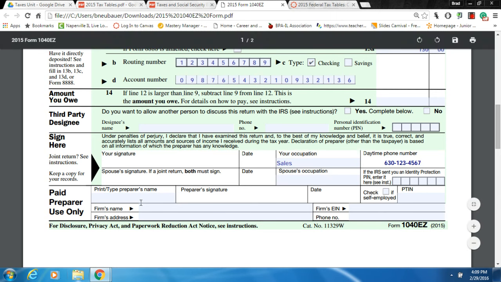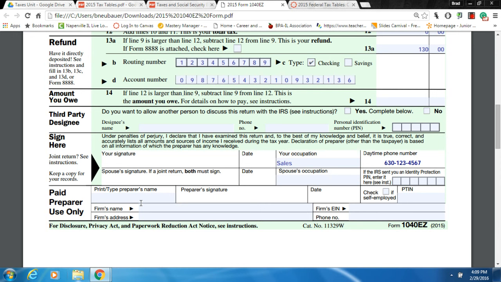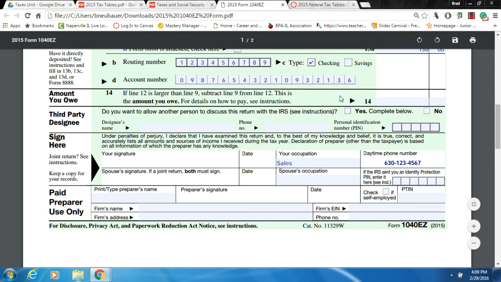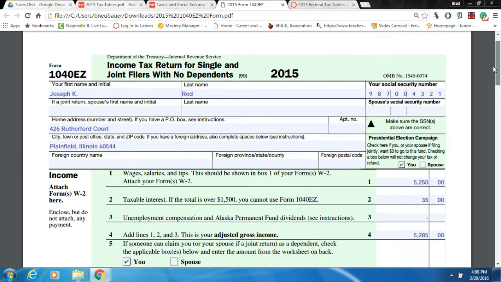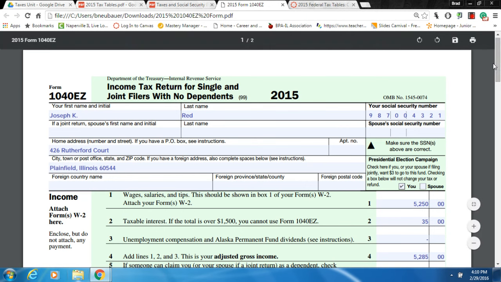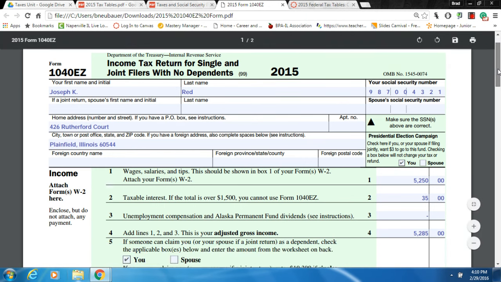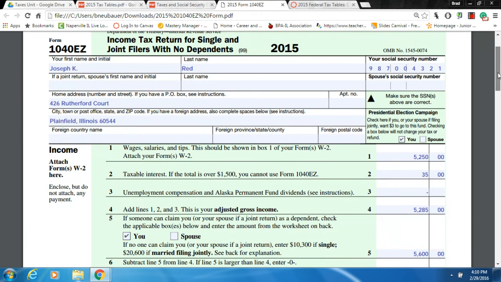This last part would be if you paid somebody like an H&R Block or an accountant or something like that, you paid them to do your taxes and they screwed up, they're the ones that would get in trouble, not you. Okay, so this is how you do the 1040EZ form. Obviously, as you can see, it's pretty easy to do. If you have any questions on it or you can't remember how to do it, just go back, watch this video, and hopefully it'll give you some help.